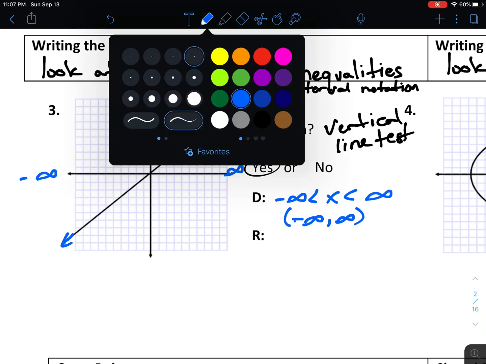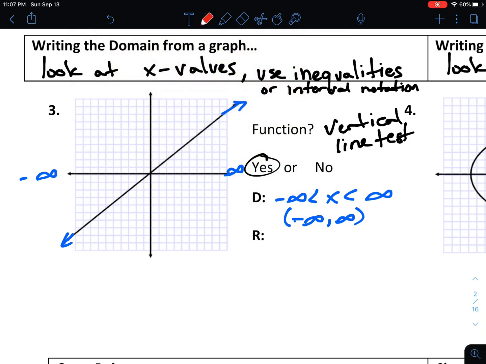For the range, we're going to do something similar. This time, though, we're looking at how far down does our graph go and how far up does it go in relation to our y values. Well, it actually goes down towards negative infinity. It also points up towards positive infinity. So the range is actually going to be very similar. The only difference is instead of using x, we would use y and say that our y values are between negative infinity and positive infinity. Or with interval notation, again, just using parentheses, negative infinity, comma, positive infinity.